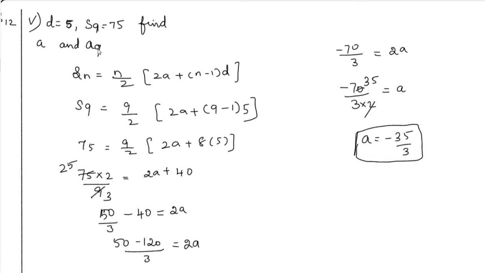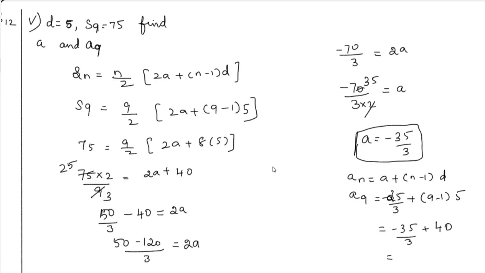Now we have to find a9. We all know the formula an is equal to a plus n minus 1 into d. a9 is equal to a, which is minus 35 by 3, plus 9 minus 1 into d, which is 5. So minus 35 by 3 plus 9 minus 1, which is 8, 8 5s are 40.